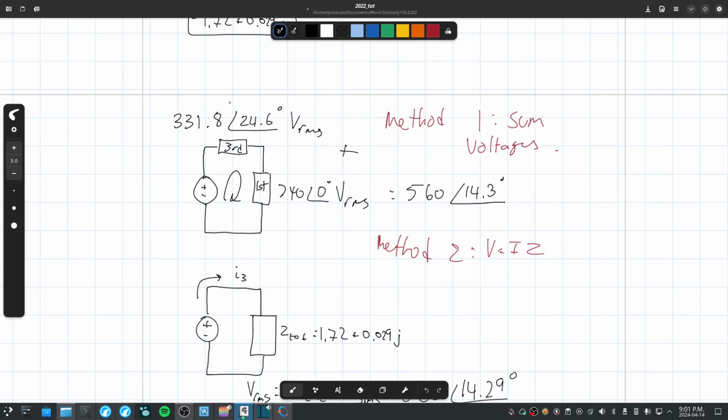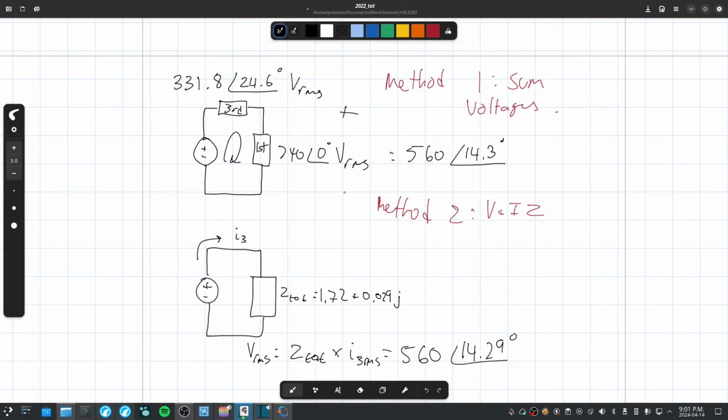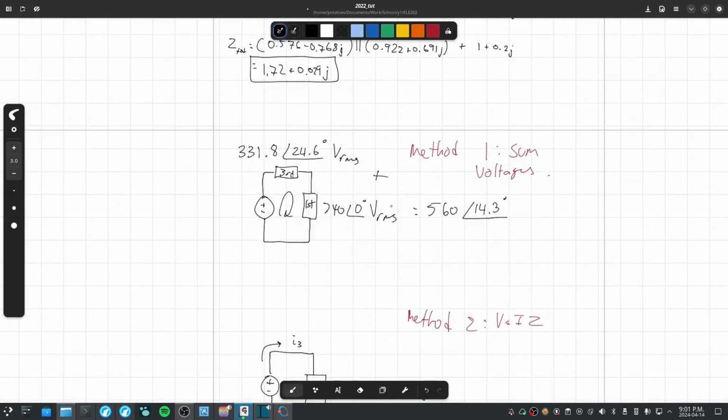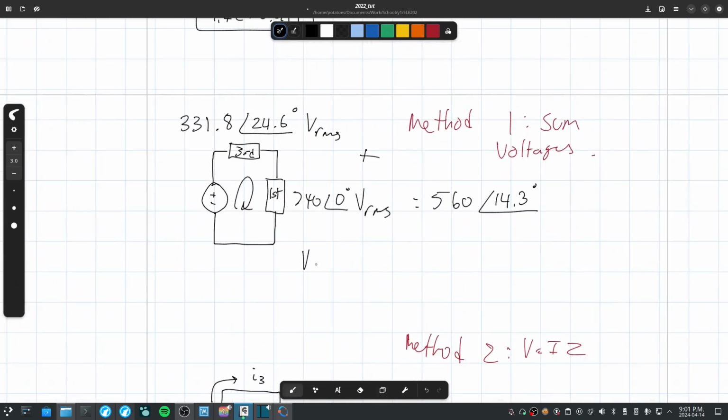If we add these up, we can get that the voltage of the voltage source is 560 with a phase of 14.3. If you want to write that out mathematically, use mesh analysis. You can write that our unknown VS RMS minus 331.8 with a phase of 24.6 minus 240 with a phase of 0 is equal to 0.